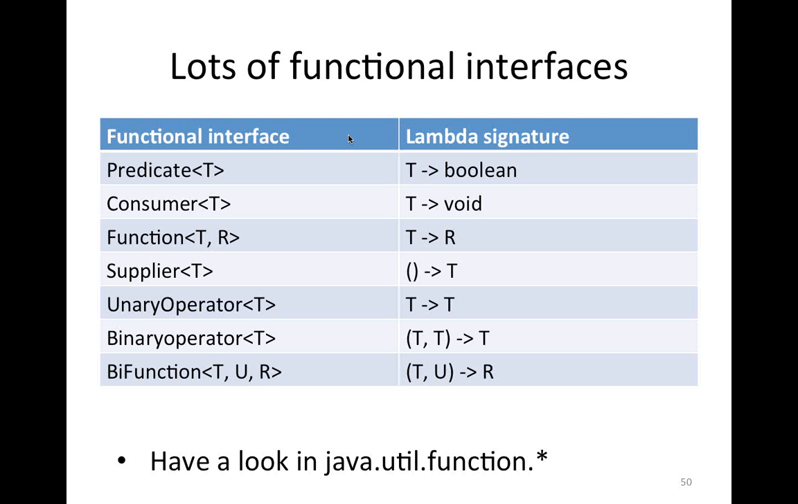This is very useful, for example, when you want to extract information. Let's say you have a transaction and you'd like to return its value. This would be a function that takes a transaction and returns an integer. There's also a supplier, which can be used to create objects. This is similar to the factory design pattern, where you say, well, I'd like to create different objects of a unified type, and so on.